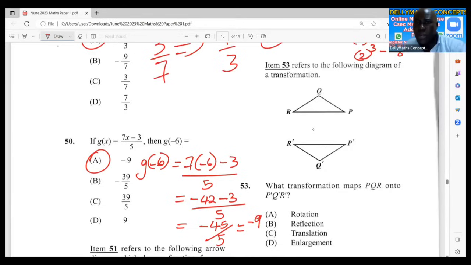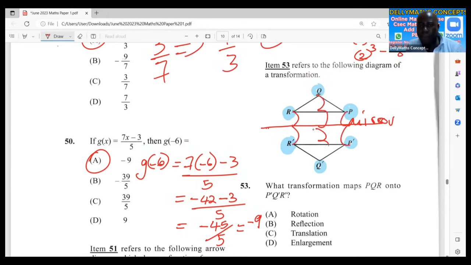Item 53 refers to the following diagram of a translation. So what we're looking at here, you're noticing that you have corresponding points on top of each other basically. We have R, R prime, P, P prime, Q, Q prime. Definitely there is an imaginary line somewhere here, which is what we call our mirror line. You could see the idea, right? So we're looking at a reflection.